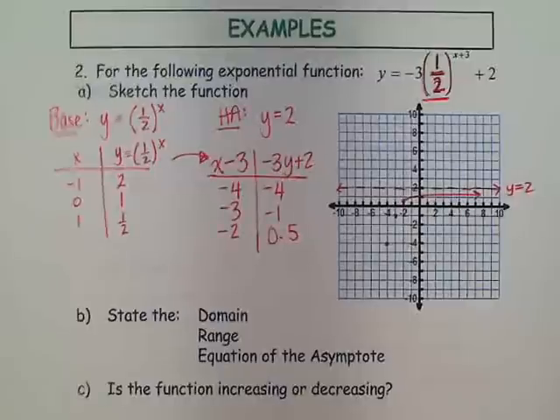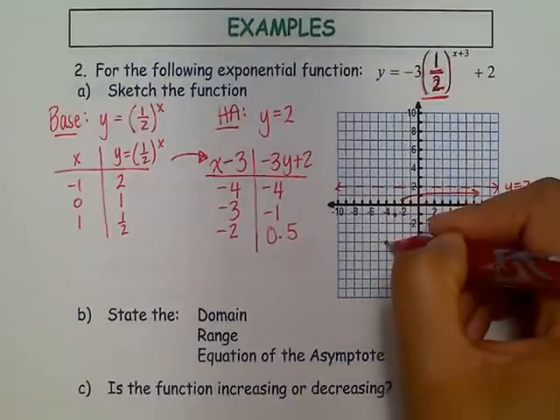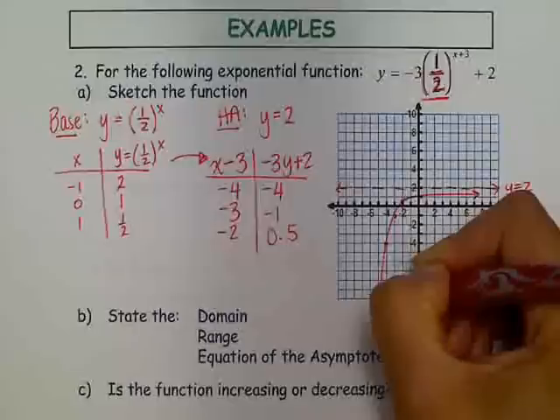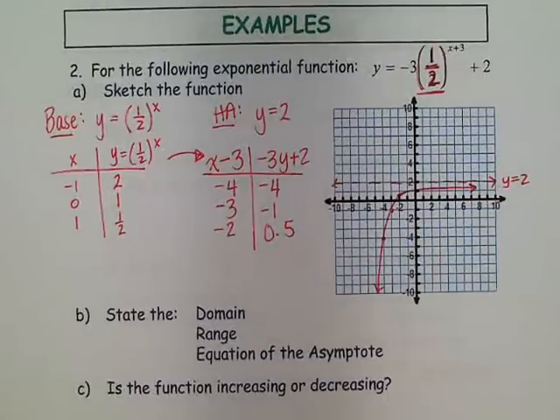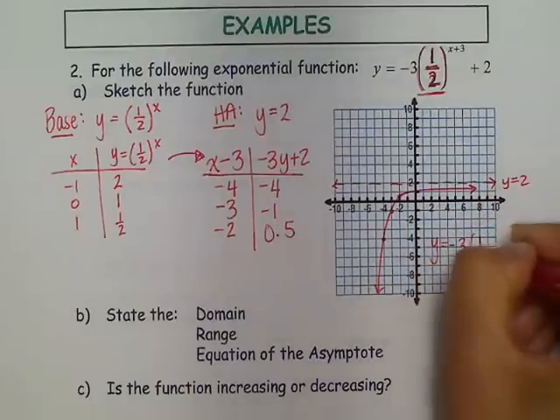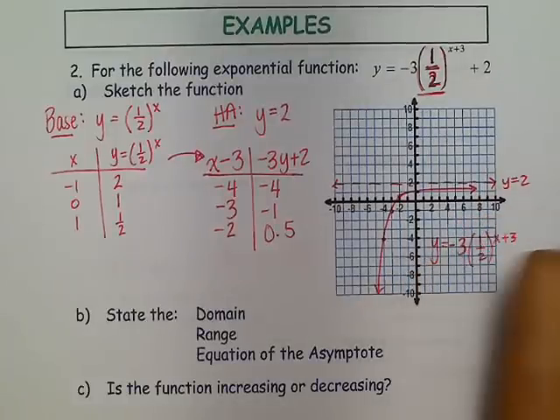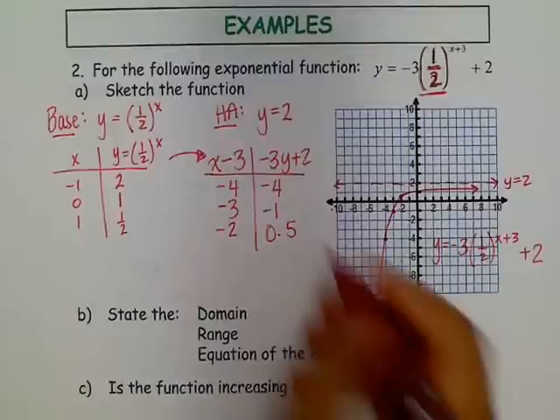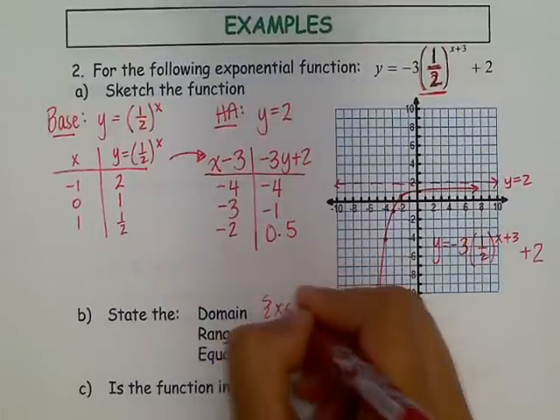And you'll notice again, you have one point that's very close to the asymptote. That tells me that that part of the graph is approaching the asymptote. Then you'll have another point that's far away from the asymptote. That tells me the graph continues to be farther away from the asymptote there. So there's the function y equals -3 times 1/2 to the exponent x plus 3 and then plus 2.